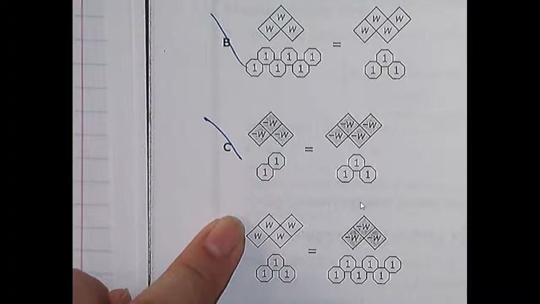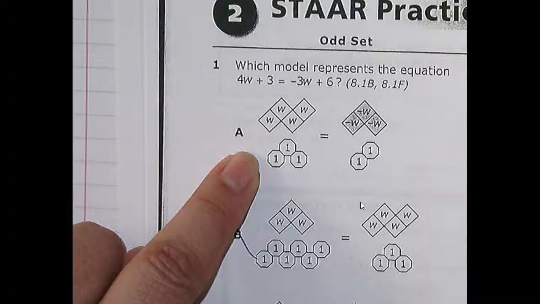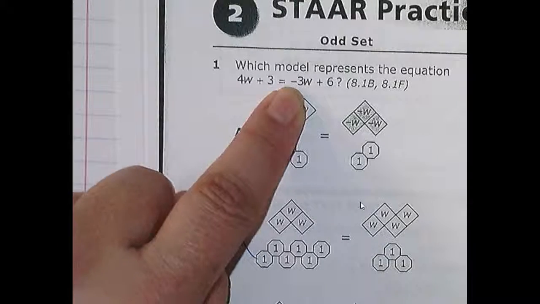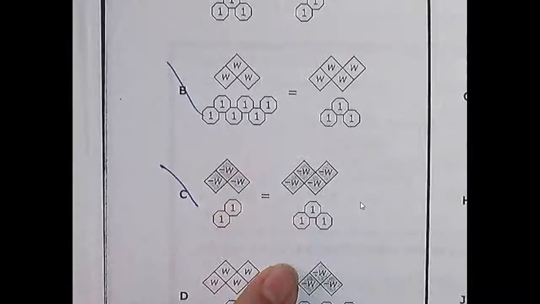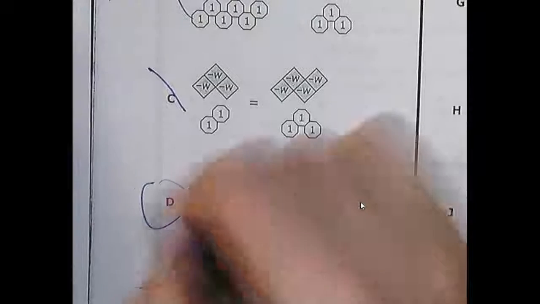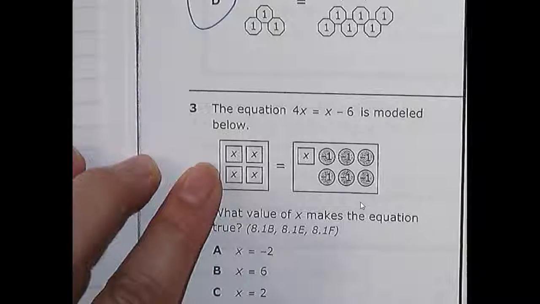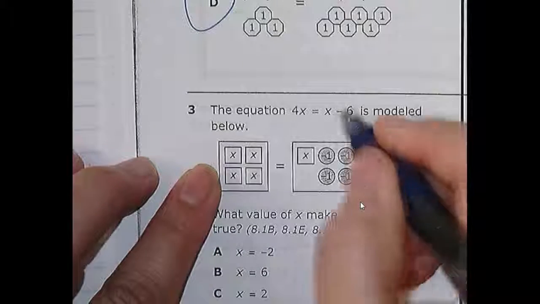So you get 2 out, 2 in. Then it says 3. That's positive 3. I need negative 3W on the other side. That's negative 3W, so is that one. Keep going. Positive 6, nope. Yep, D. Simple enough.